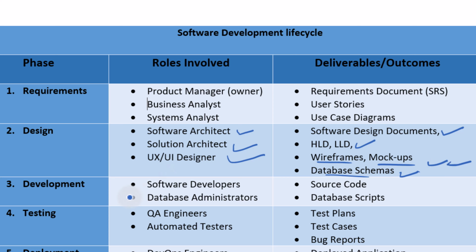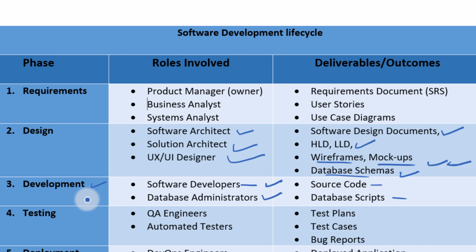Then comes the development phase. Software developers and database administrators are the main roles here. Source code and database scripts are the outcome of this phase. During this phase, the actual coding and database creation happens, resulting in the first version of the software.